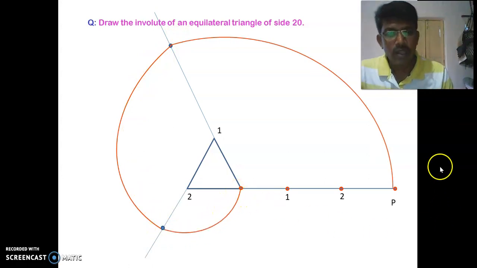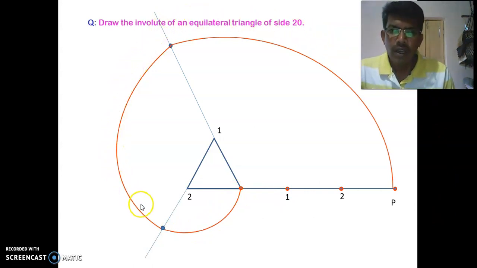So this is how the construction procedure of the involute is done for a regular triangle, or we can call it the equilateral triangle. Now, how to draw the tangent and normal? First of all, you fix the center of the triangle. This is the center of the triangle.